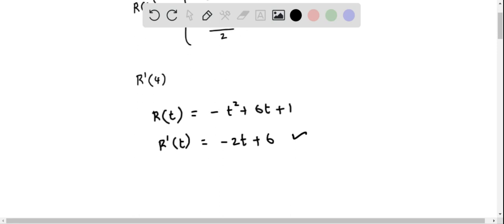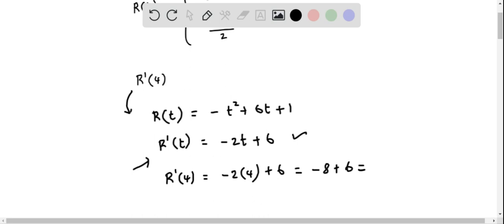Now we have to find r prime of 4, which means we plug in t equals 4 into this equation. So therefore this becomes r prime of 4 equals negative 2 times, I replace t by 4, 4, plus 6. And this equals negative 2 times 4 is negative 8 plus 6, and this gives negative 2. And the unit of this is inches per hour squared.